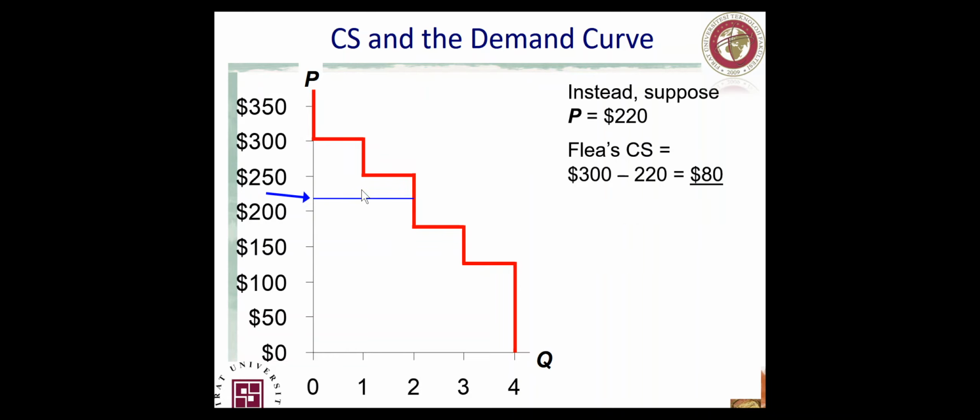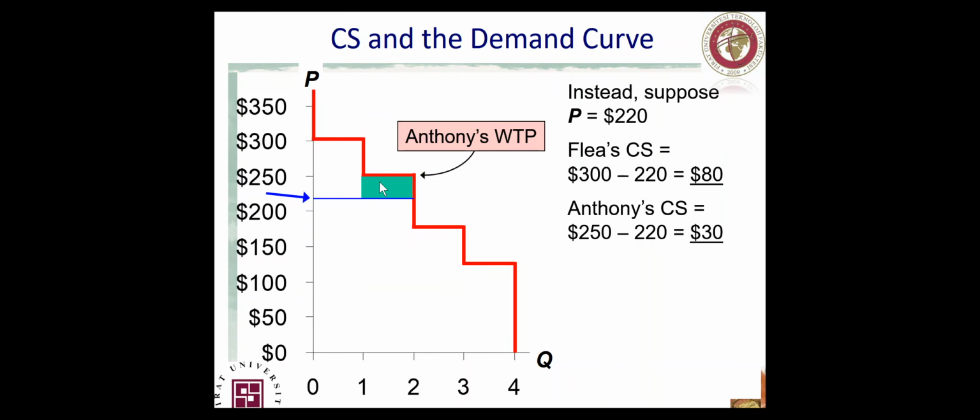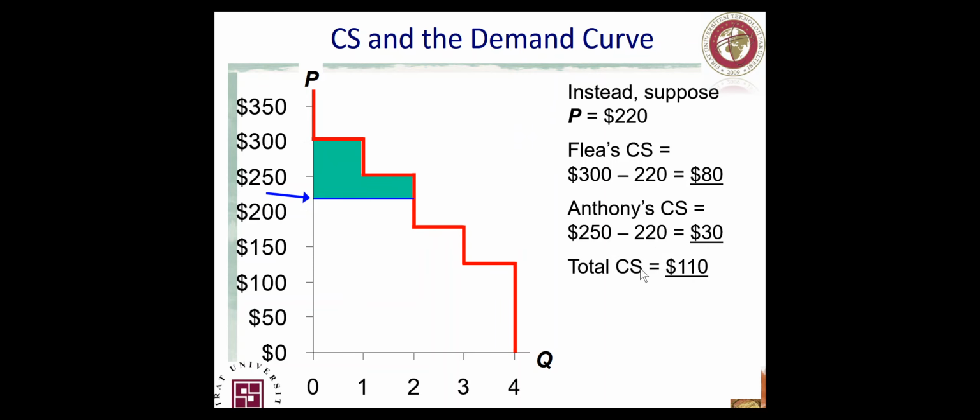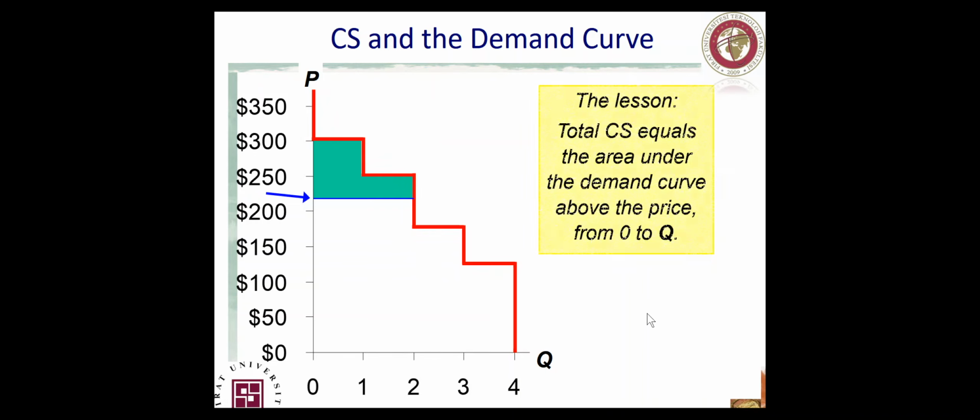Let me get it back here. This one. Yes, for Flea. And this tiny one here, smaller one, for Anthony. We sum them up, these two rectangles. We will get the total consumer surplus from this market. This is just an assumed market. We have only a limited number of buyers, right?